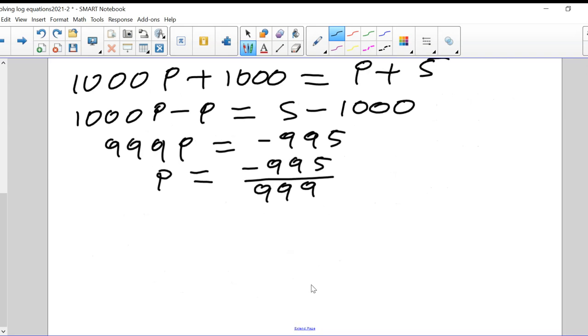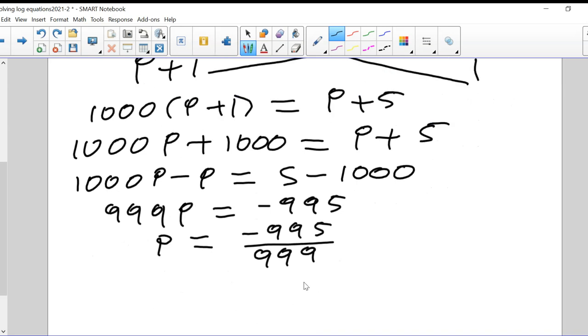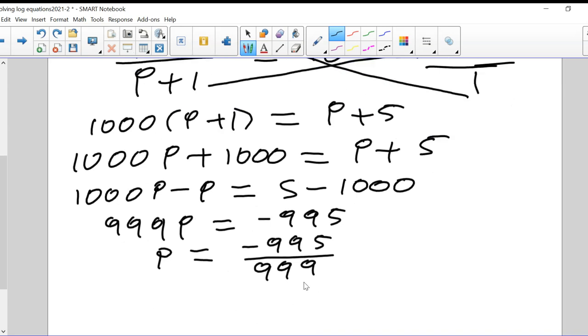I'm thinking, is this something that we can work with? Let's go back and look. This is approximately, if you put it on your calculator, well, let me put it on my calculator. 995 divided by 999 gives me approximately negative 0.995.